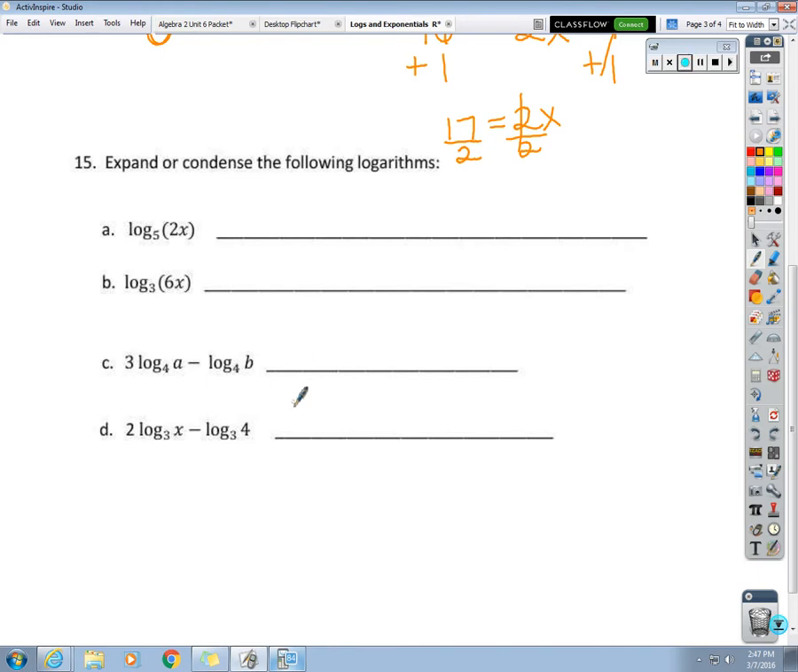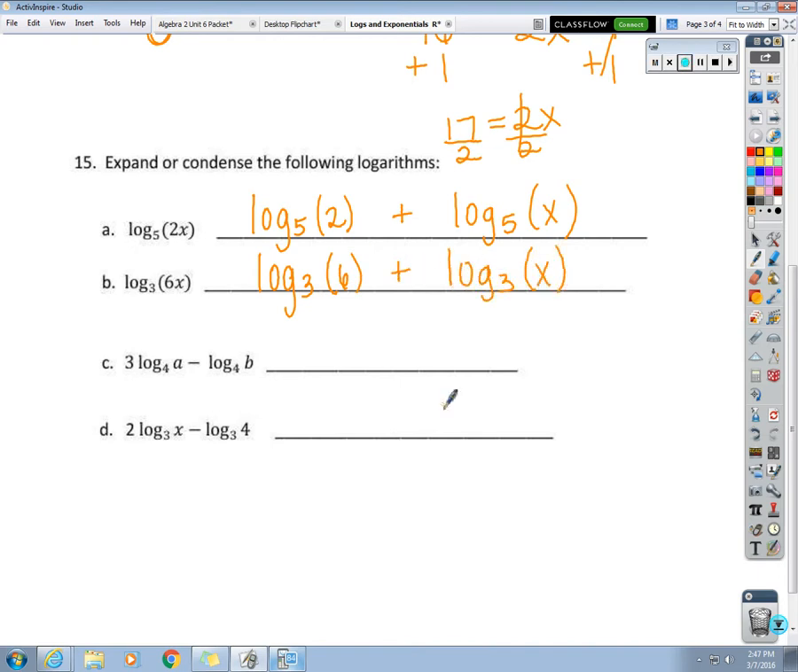Expand or condense the following logarithms. These two are already condensed. Anytime you see log written once, that's condensed form. If you see it written more than once, it's expanded. So if it's already condensed, we need to expand it. How many times do you think I need to write log base 5? Twice. Once for the 2, that's part of that product, and once for the x, that's part of that product. And since it was a product, when you expand it, you do addition. Okay, so what would the answer be for B? Right, that's all you do.